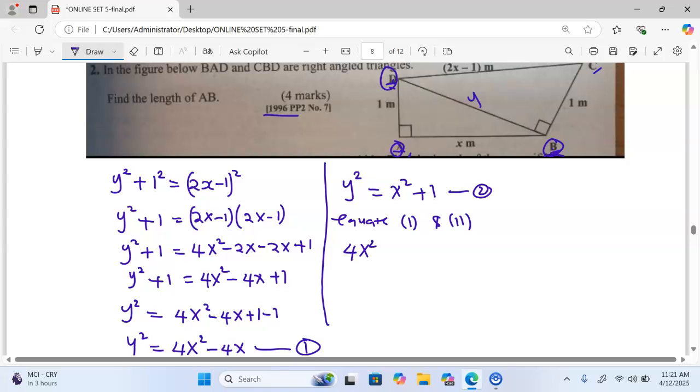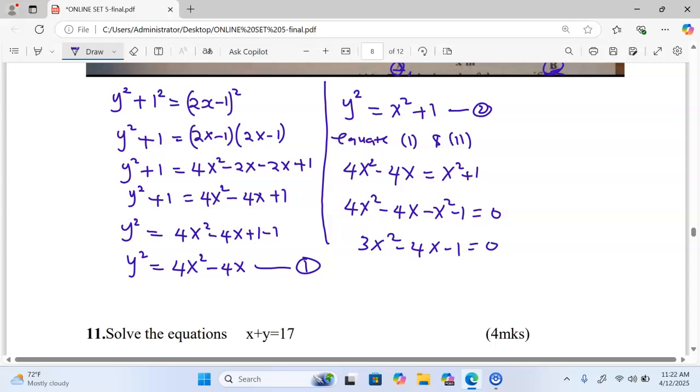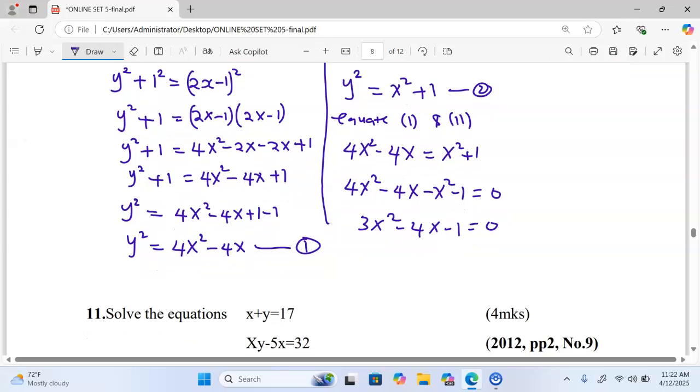Equating 1 and 2, we are going to have 4x squared minus 4x being equated to x squared plus 1. We can move x squared plus 1 to the other side, such that we have 4x squared minus 4x minus x squared minus 1 is equal to 0. From there, we collect the like terms. 4x squared minus x squared, you get 3x squared minus 4x minus 1 is equal to 0. From here, we can solve this equation using the quadratic formula method.